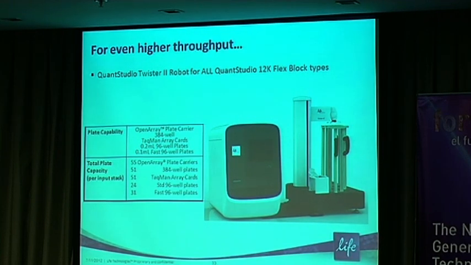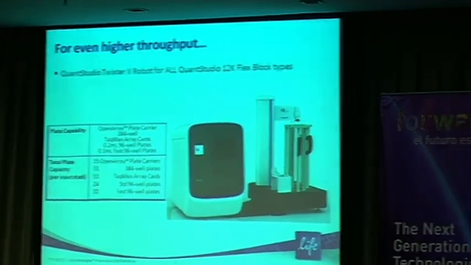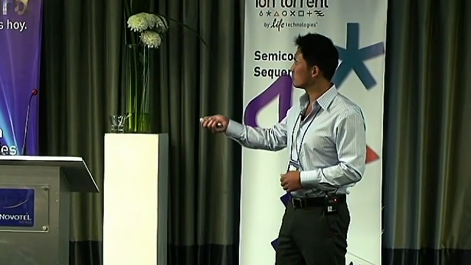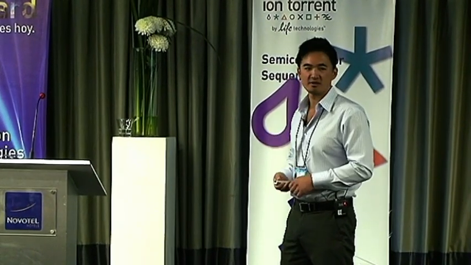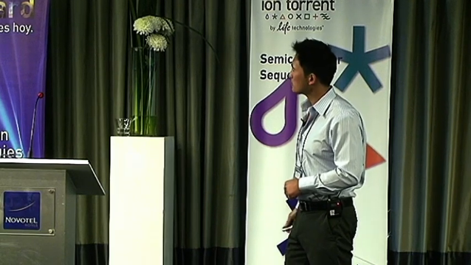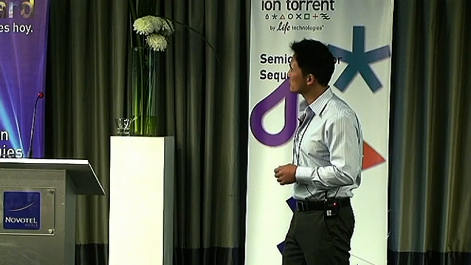So this is even higher throughput. And we calculated if you're doing genotyping, for example, you can actually get up to 2 million data points, 2 million genotypes if you stack up to 55 of these, times 4. So hundreds of arrays. Let's talk a little bit about the software features.